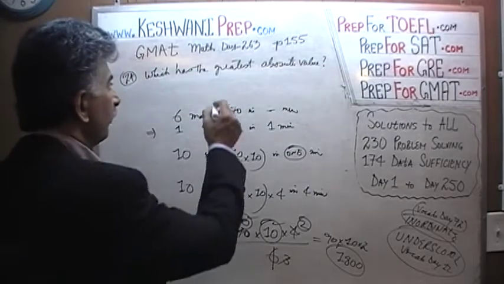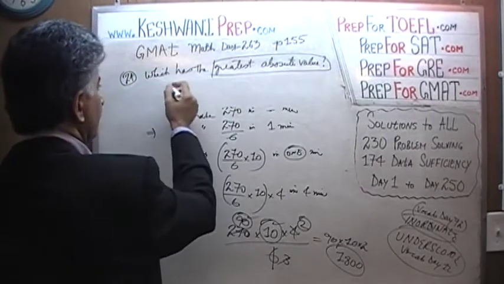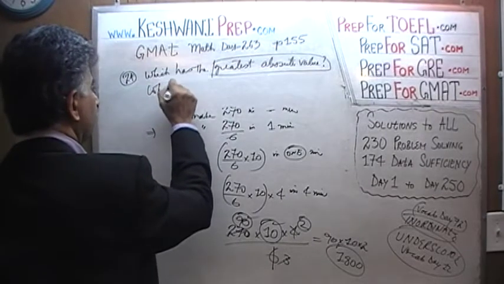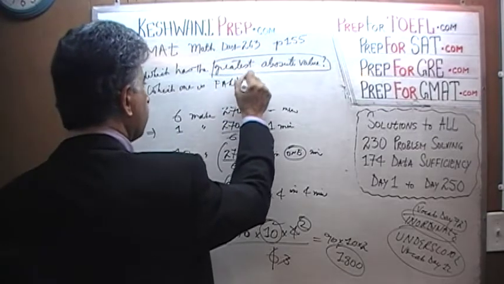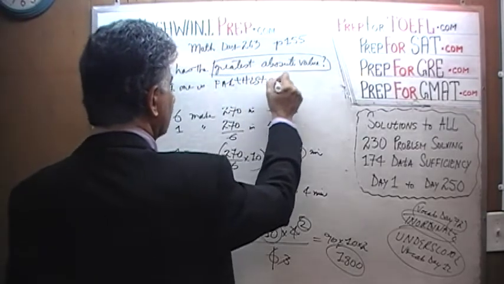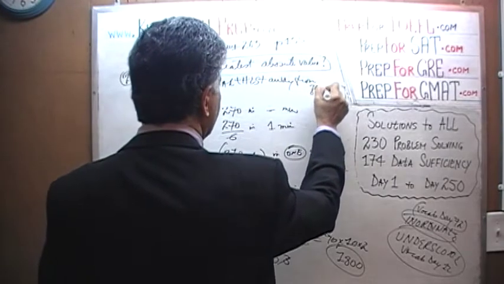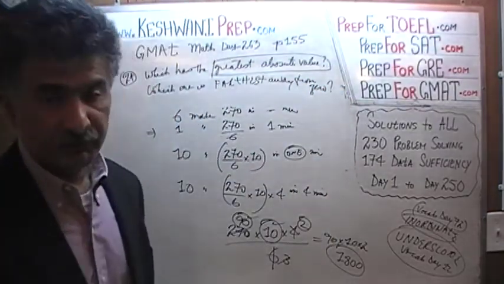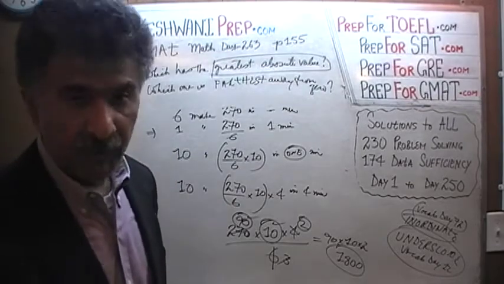The greatest absolute value is just another way of saying which one of them is farthest away from 0. Which one is farthest away from the 0? It doesn't matter which direction is left or right. We're looking for the point that is farthest away, and that's what it is.